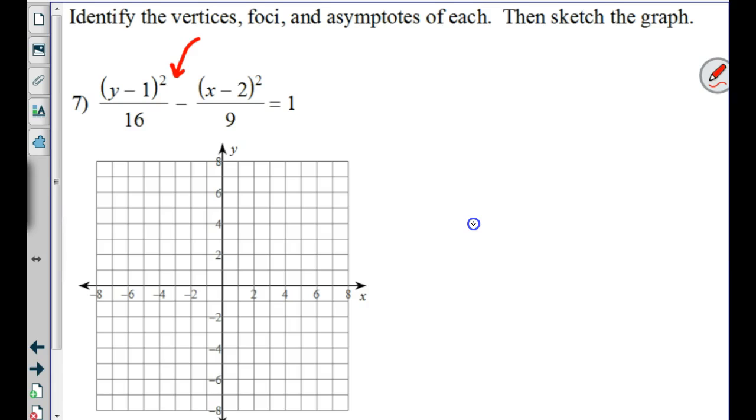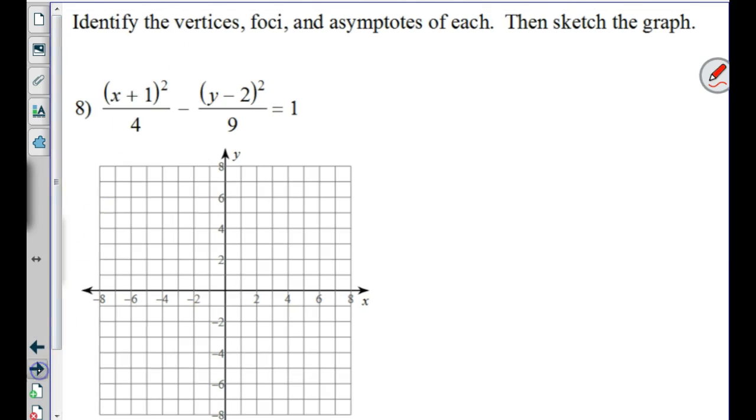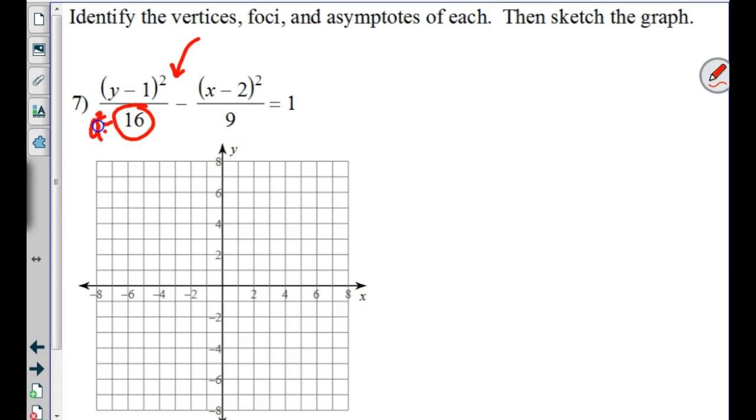So we're on hyperbolas. On hyperbolas, what is the definition of A? Not the bigger one, it's the one that's under the positive term here, okay? So here it's 4 on number 8, not 9. This is A squared, okay? So this, and oh, this is the one that gets everybody because this is not y minus h, right? The vertex is not 1, 2. Why not?